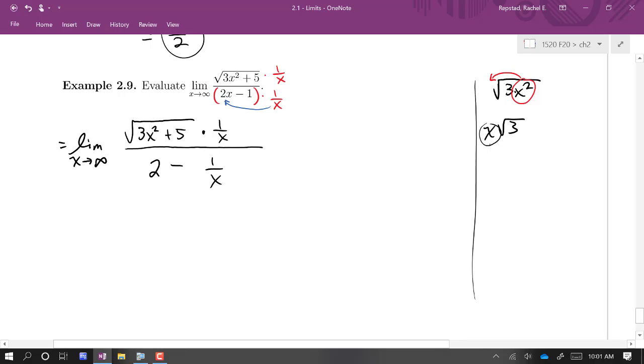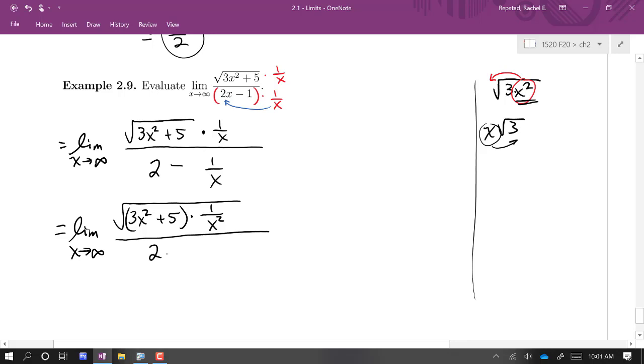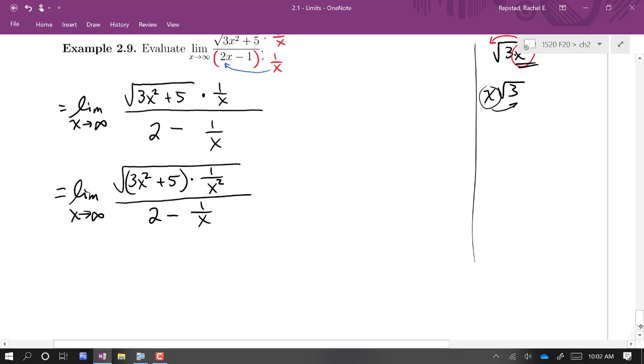I could take this factor and put it in the radical if I square it. And so that's what we're going to do here. This factor of 1 over x, we're going to bring inside the radical. So now I've got the square root of 3x squared plus 5 times 1 over x squared. This 1 over x all squared is equal to 1 over x squared. Now I can distribute that factor of 1 over x squared inside the radical.